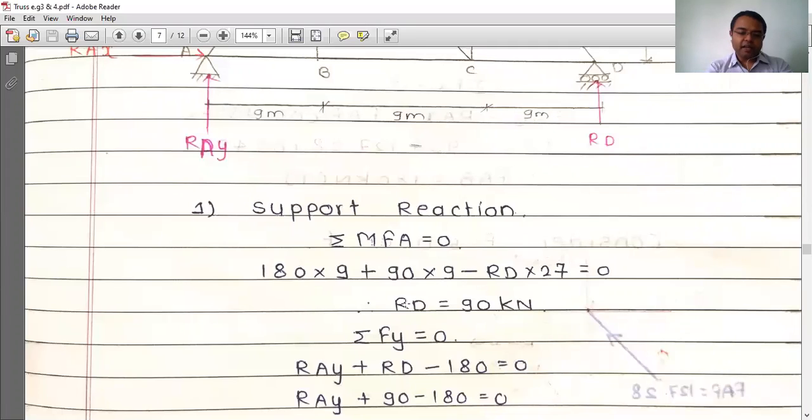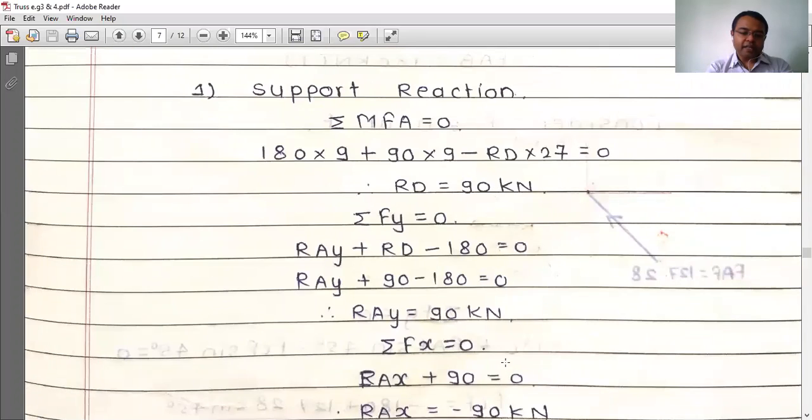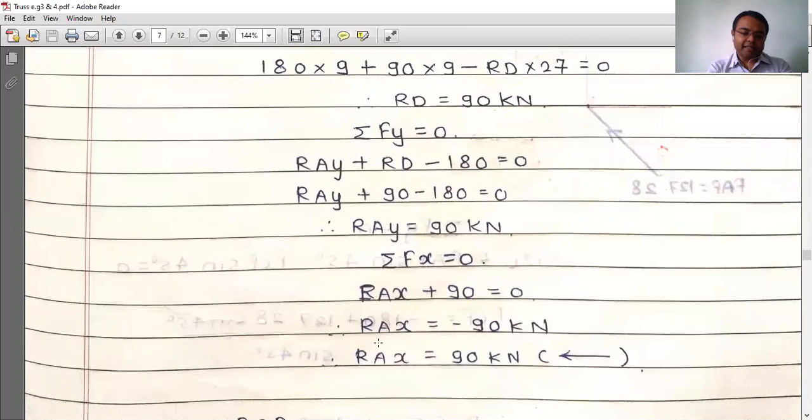After getting reaction RD, just apply summation Fy equal to 0 to this diagram. So RAY plus RD are going upward, that's why we are taking positive, minus 180. The 180 kilonewton force is going downward, that's why minus, is equal to 0. So from this, you can get the value of reaction RAY. Okay. Next, just apply summation Fx equal to 0 to that diagram. From that, you can get the value of RAX.